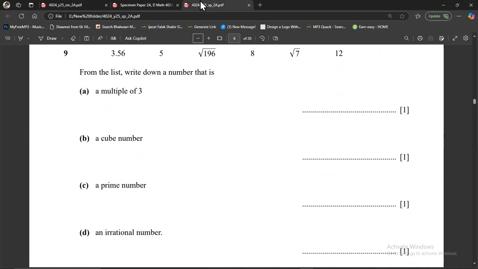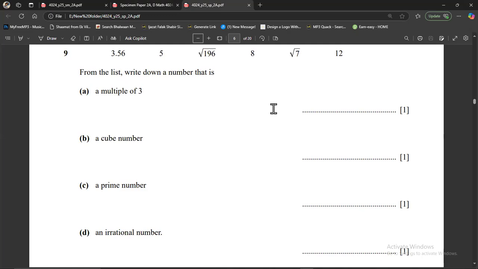Here we have 3.565, square root of 196, 8, square root of 7, and 12. From the list, write down a number that is a multiple of 3. Multiple of 3, that number which comes in the table of 3. So very easy, 12. 12 comes in the table of 3. So that's the multiple of 3.